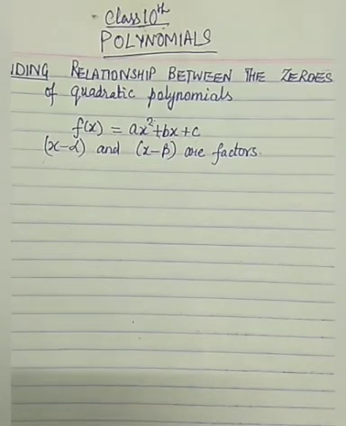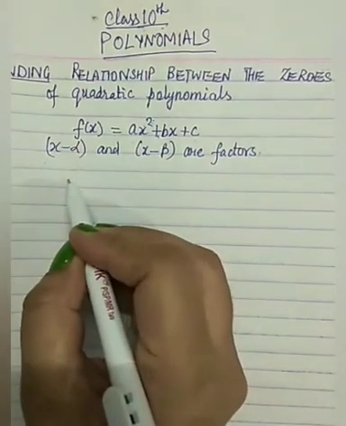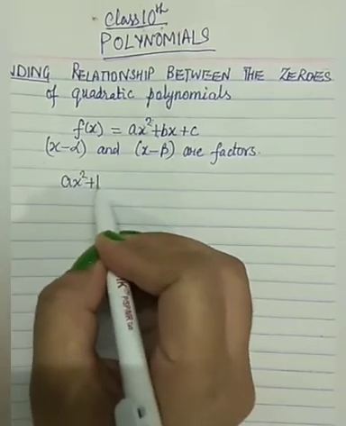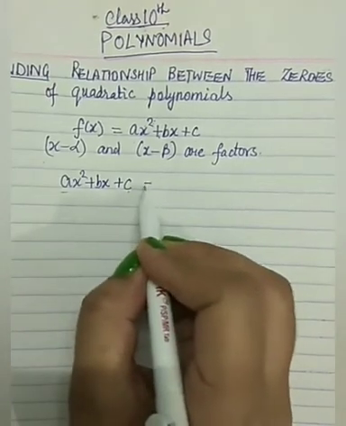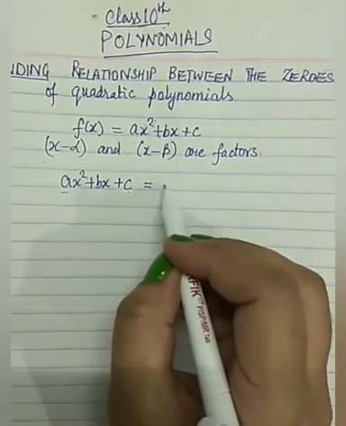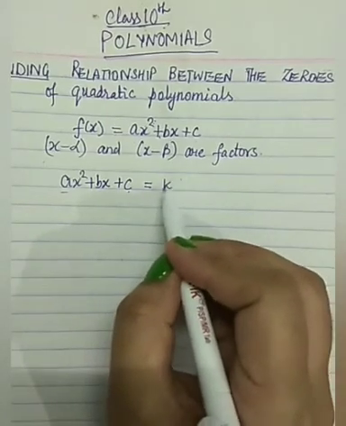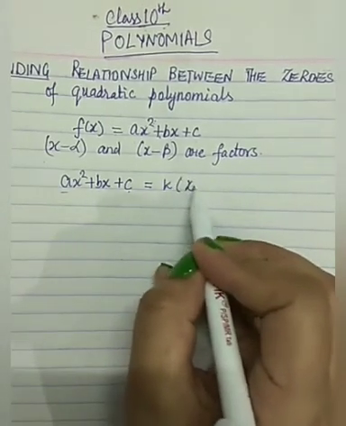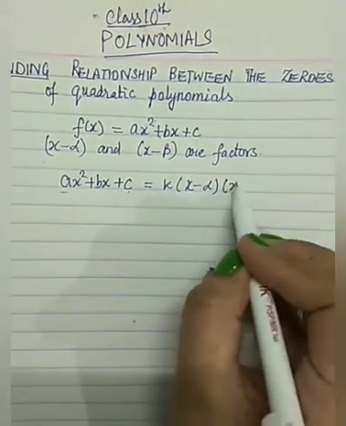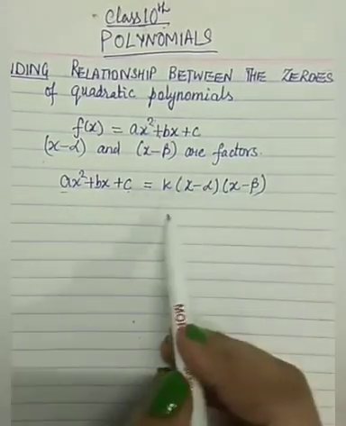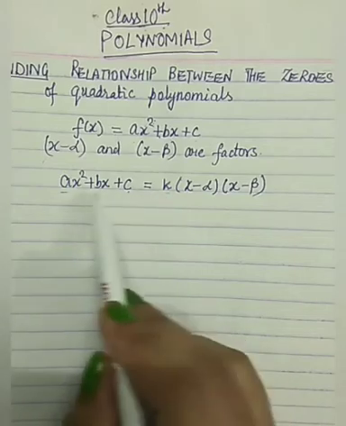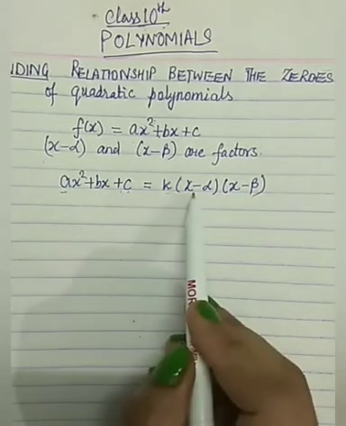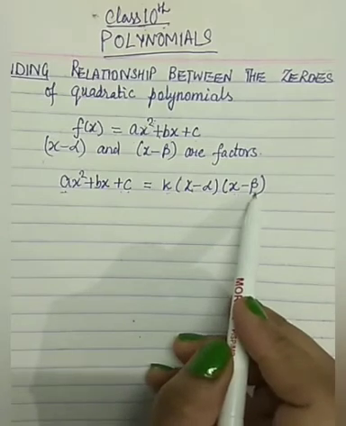Since these are the factors, we can write it in its product form. We can write ax square plus bx plus c. This is a polynomial, and when we factorize it, we get some factors. I am taking a constant k, and then the factors will be x minus alpha, x minus beta. Why have I taken k here? K is a constant. This is a quadratic polynomial, it has two factors, x minus alpha, x minus beta.